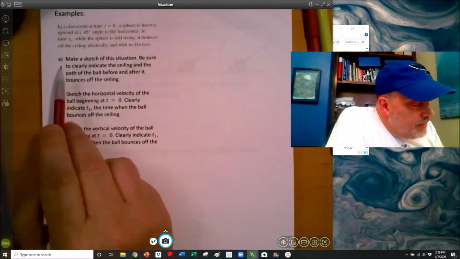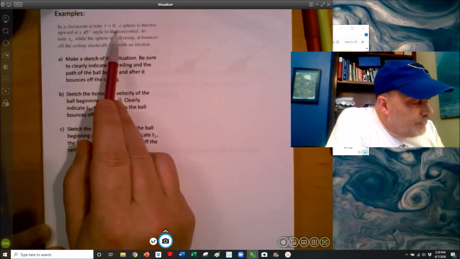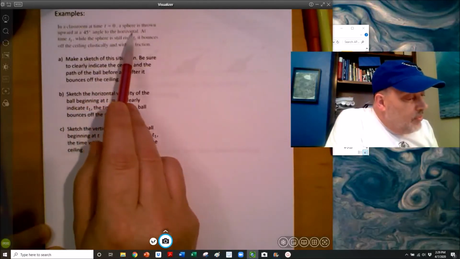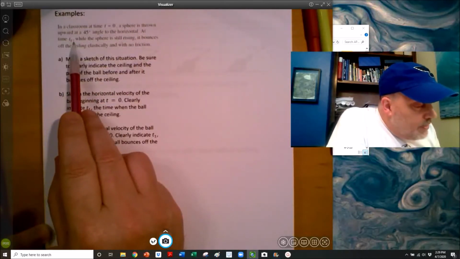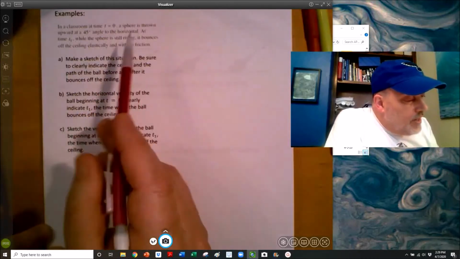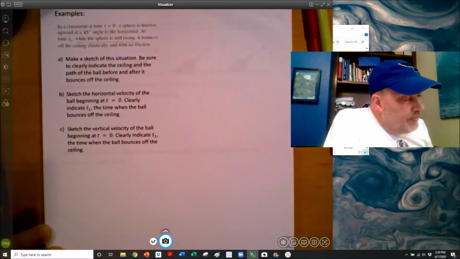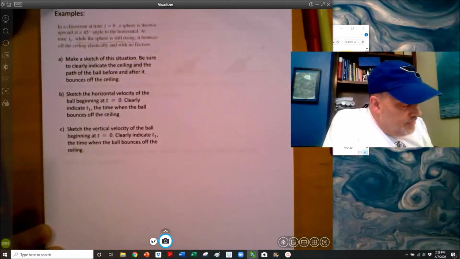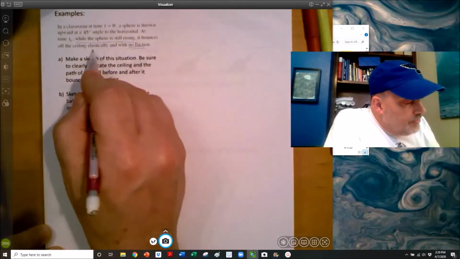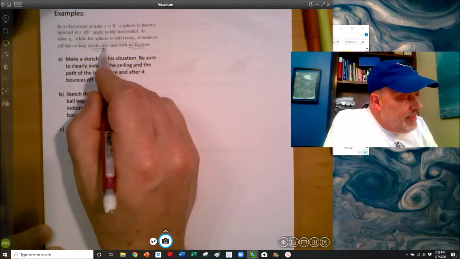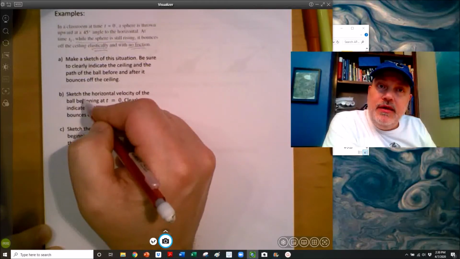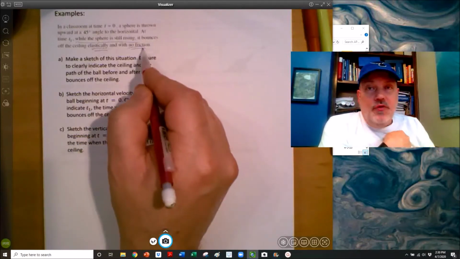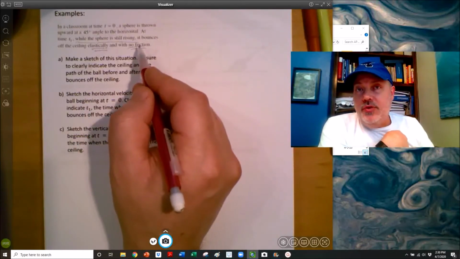In this one, in a classroom at time t equals 0, a sphere is thrown upward at a 45-degree angle to the horizontal. At a time t1, while the sphere is still rising, that's important, it bounces off the ceiling both elastically and with no friction. Okay, so elastically means that it's not going to lose any speed. It's going to keep its kinetic energy. And then no friction means that there is no force to slow it down.